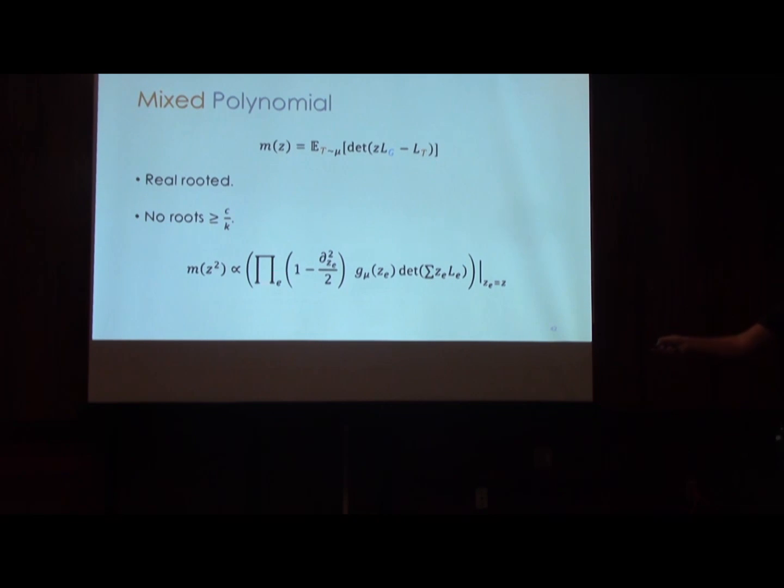If I show that this equality holds, in the end, this was a multivariate polynomial, so I'm going to symmetrize all of the variables. I'm going to plug in z for all of the variables, and in the end I will get this univariate form. Any questions so far? Notice that if I show this, real rootedness immediately follows, because all of these operations are preserving real stability, and a univariate real stable polynomial is real rooted.